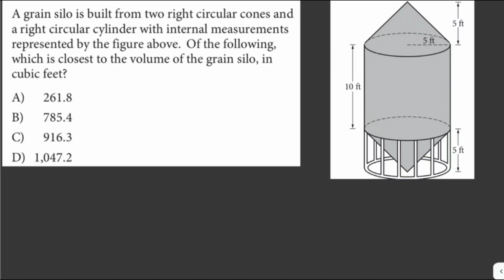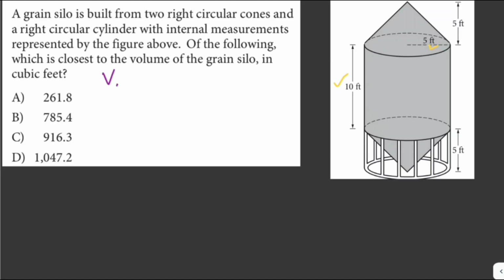For the right circular cylinder, we're given the height, which is 10 feet, and the radius, which is 5 feet. And for the cone, we're given the height, which is equal to 5 feet. Now let's set up the formulas for solving the volumes of the cone and the right circular cylinder.